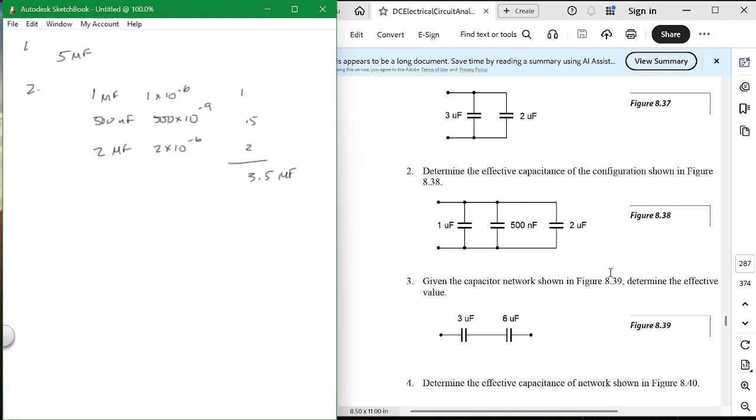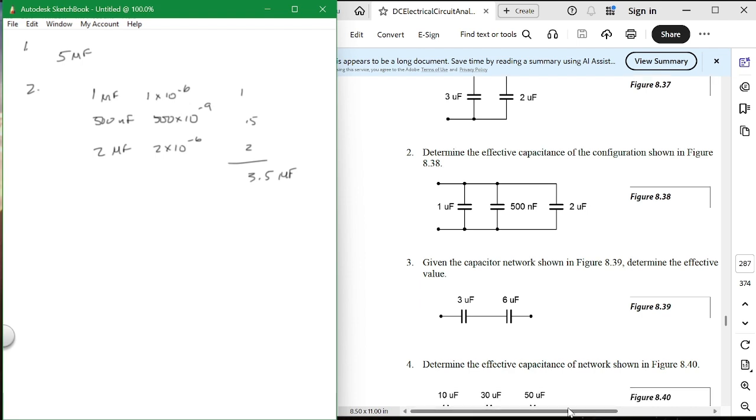Here you have 2 in series, so you do what? Use the series rule. So it's 3 times 6 over 3 plus 6 microfarads, or 18 divided by 9, 2 microfarads.